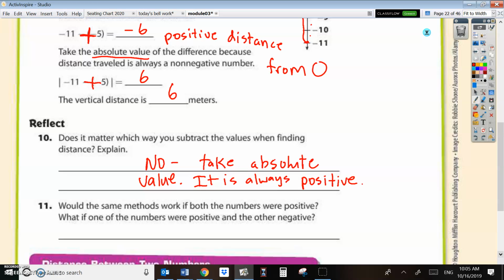Would the same methods work if both the numbers were positive? What if one of the numbers were positive and the other negative? So yes, you just take the absolute value of the difference.